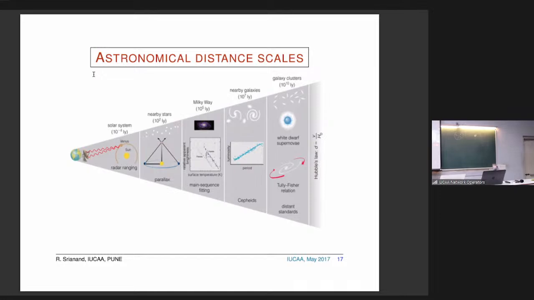Whatever probe I am using to measure the distances, this light has started some time back. It becomes dramatic when you are dealing with distances of 10 to the 5 years or 10 to the 7 years. When you are around 10 to the 7, 10 to the 8 years, you are talking about the age of the star itself. Some of the stars you are seeing today may not be there at all. They might have gone out of the main sequence and gone somewhere else.